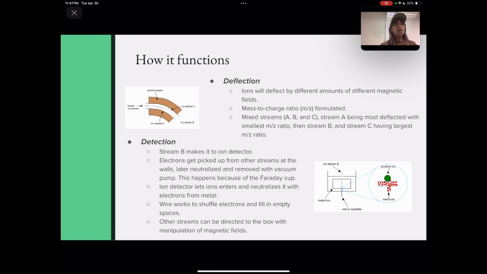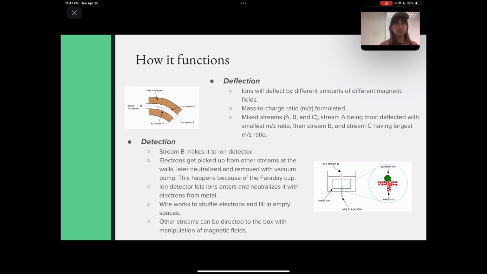The next step being deflection. Ions will deflect by different amounts in different magnetic fields. So usually this is happening because of the different positive charges. The usual positive charge is a +1 charge in this field, but there are sometimes more and sometimes a little bit less or none. So then this is where we get different streams: stream A, stream B, and stream C. Stream A is usually known as the most deflected, having the smallest m/e ratio.